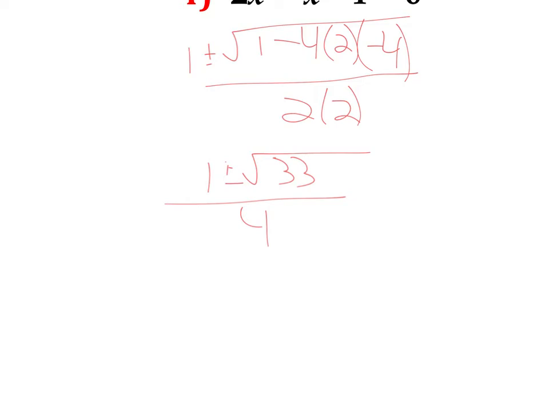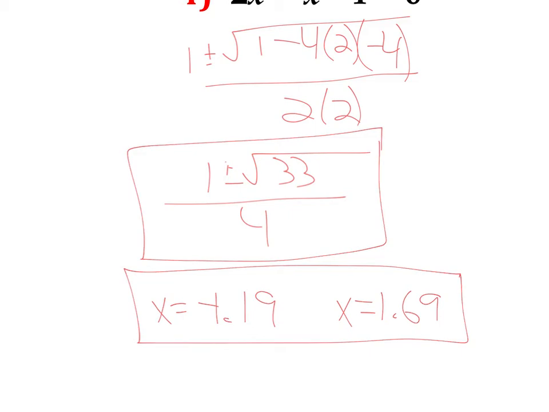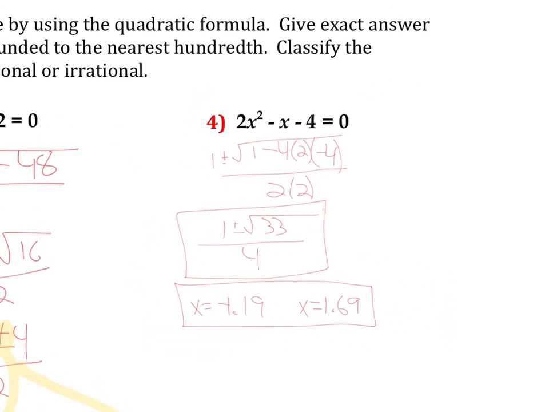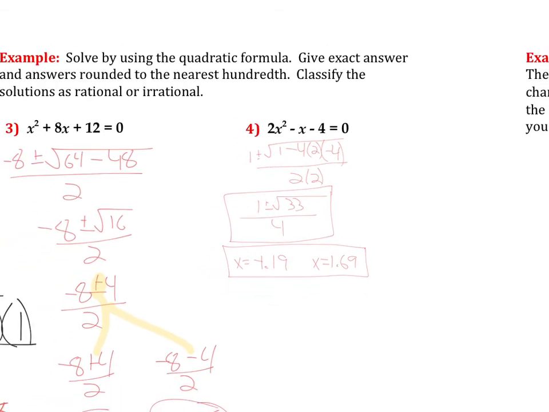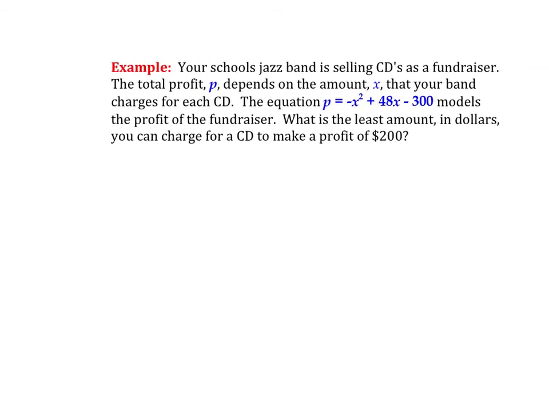So we're going to have 1 plus or minus 5-ish. Divide that by 4. So when we do that, the two answers we'll get are going to be negative 1.19 after rounding and positive 1.69 after rounding. Since we had a nasty radical that could not reduce down to a clean rational number, we have an irrational solution set. All right, now let's see an example for an application like a word problem.